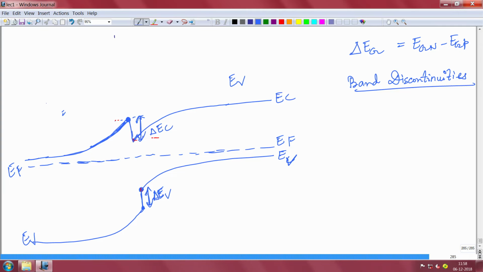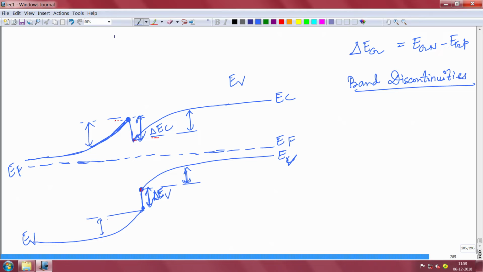And you can see that there's a band bending here that has happened. This band bending that has happened, and there's a band bending that has happened also here. This is the same as this band bending, which is the same as this.